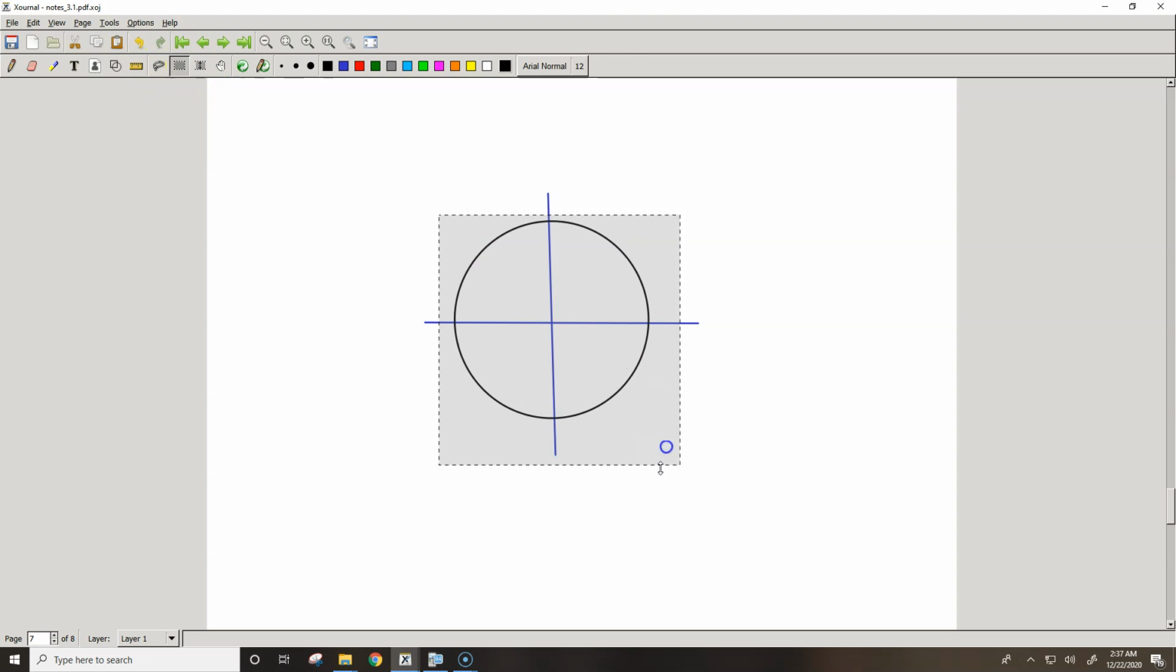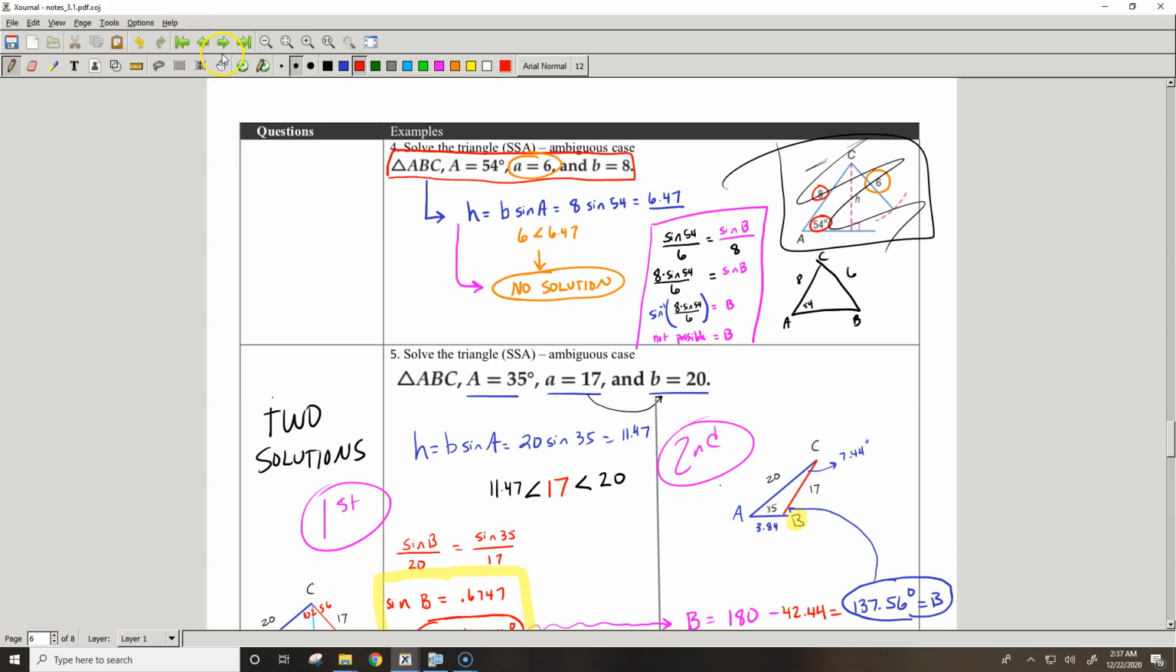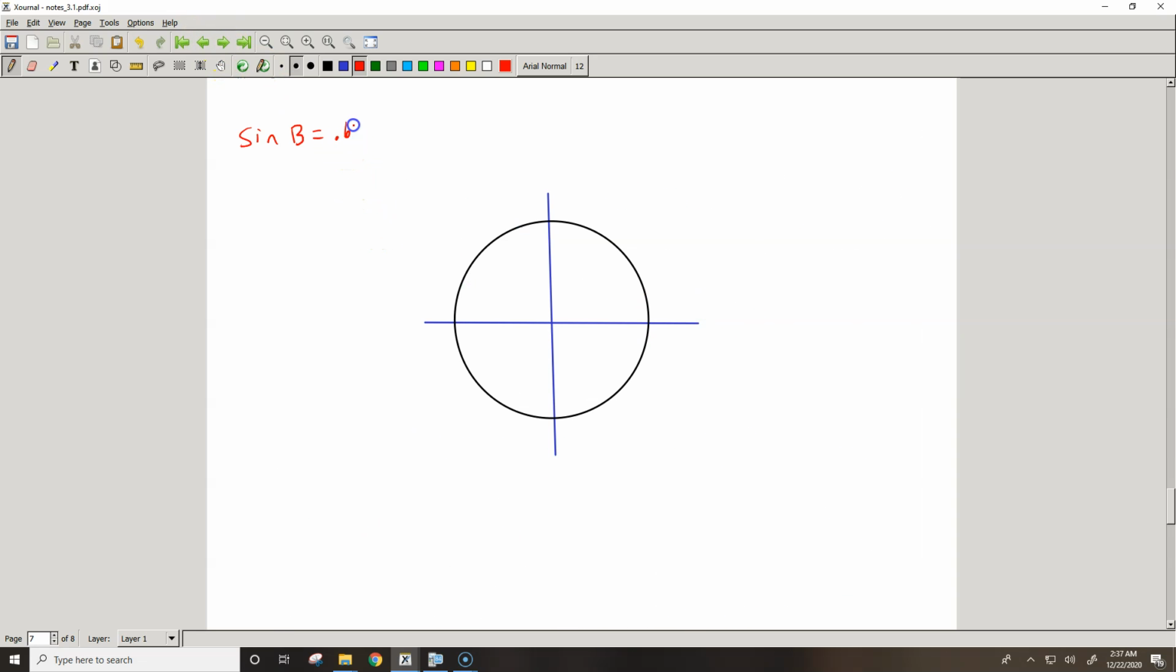But that problem hinged upon this right here. We said the sine of B was equal to 0.6747. So if I said on the unit circle, where is my y value 0.6747? Now it's not one of those exact answers, but you could approximate. That may be like right here, approximately. So this is the angle right here, which we got to be, remember, 42 degrees.